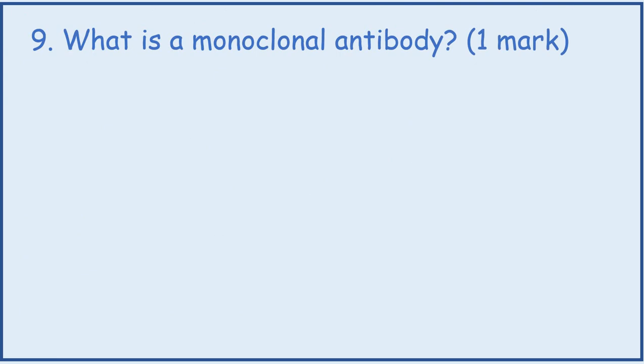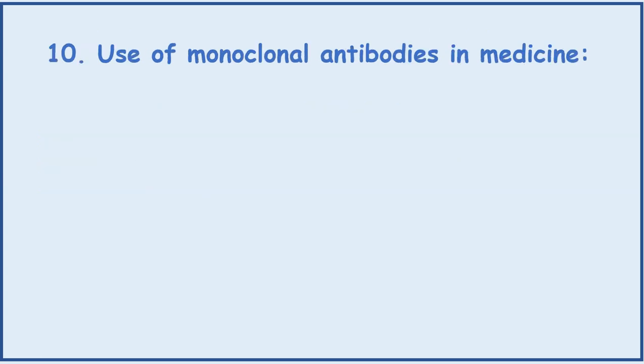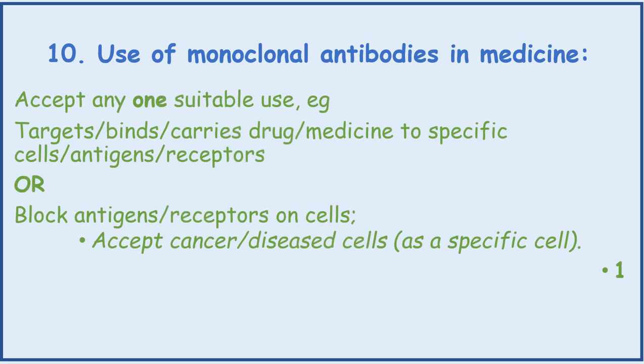Question 9. What is a monoclonal antibody? It is antibodies with the same tertiary structure, or an antibody produced from identical or cloned plasma B cells or B lymphocytes. The use of monoclonal antibodies in medicine: they target, bind or carry drugs or medicine to a specific cell, antigen or receptor, or block the antigen or receptor on cells, such as cancer or disease cells.